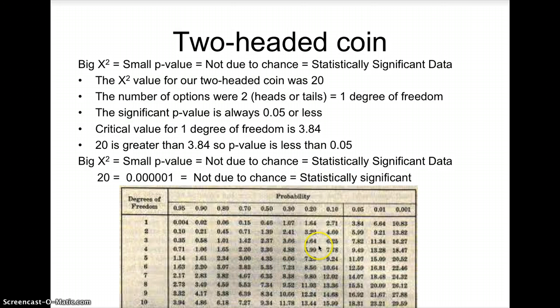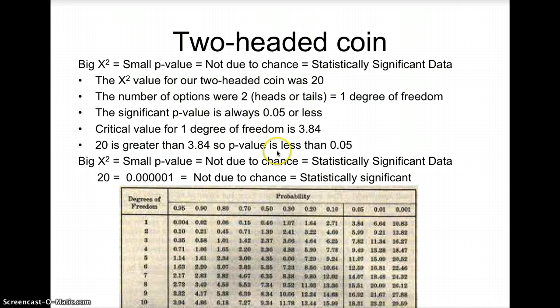It didn't come through very clearly on this, but you can Google image this, and you can see that if you're using a two-headed coin, our chi-squared value was 20. The number of options was 2. We had either heads or tails. So degrees of freedom is always the number of options minus 1. So 2 minus 1 gives us 1 degree of freedom. The significance value is always 0.05.